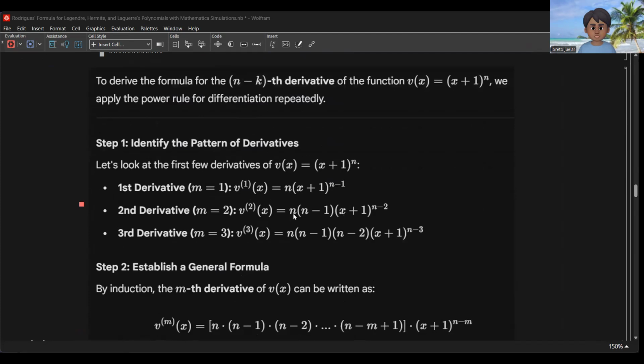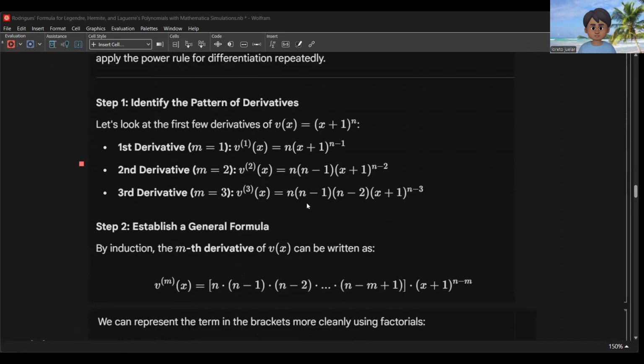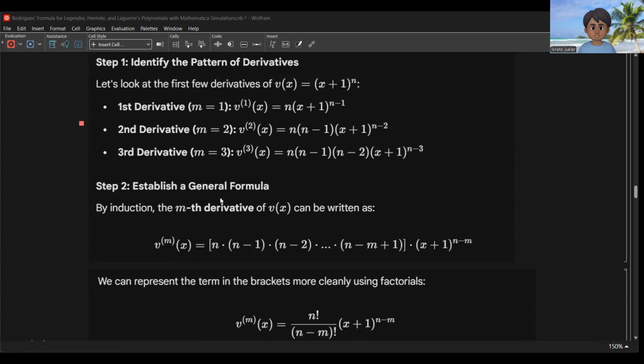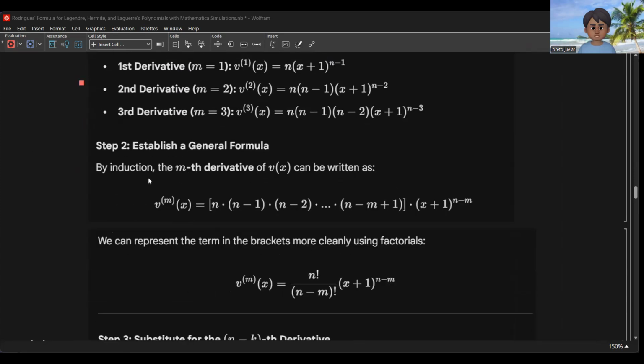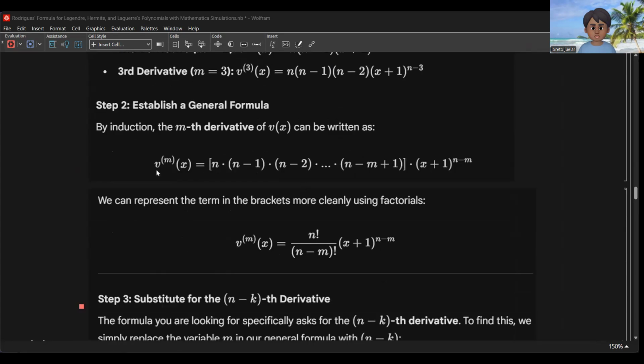The second derivative here is n times n minus 1 times x plus 1 raised to the n minus 2. The third derivative here is n times n minus 1 times n minus 2 times x plus 1 raised to the n minus 3. So establish the general formula here. By induction, the m-th derivative of v of x can be written as n times n minus 1 times n minus 2 up to n minus m plus 1, times x plus 1 raised to the n minus m.